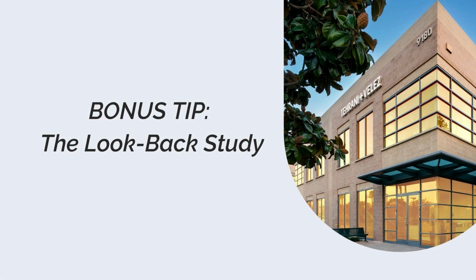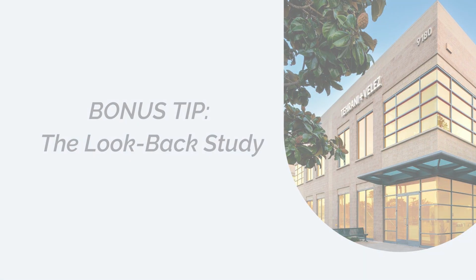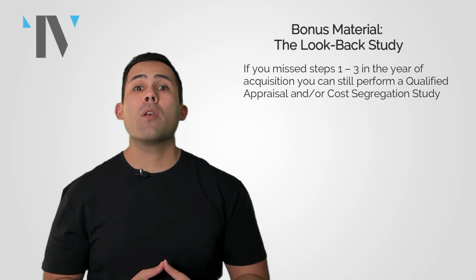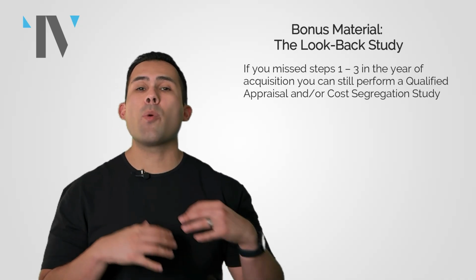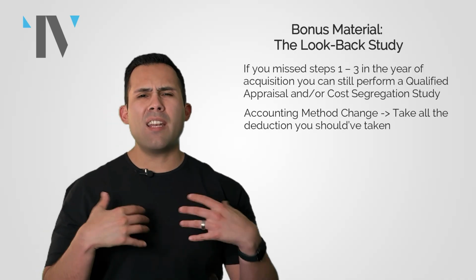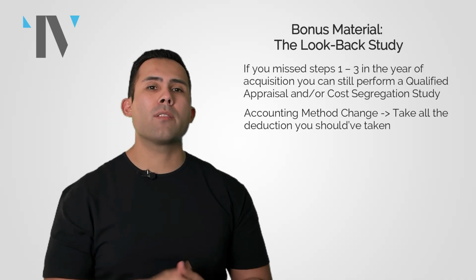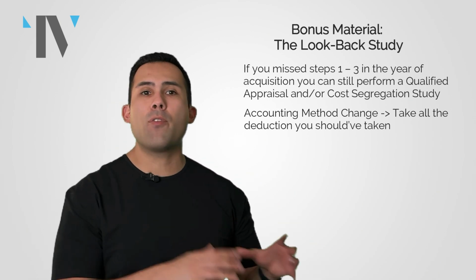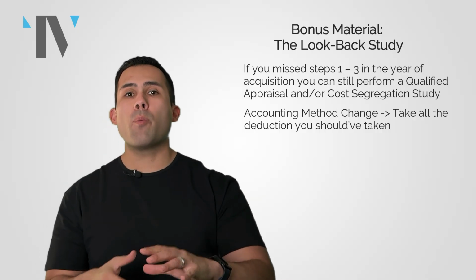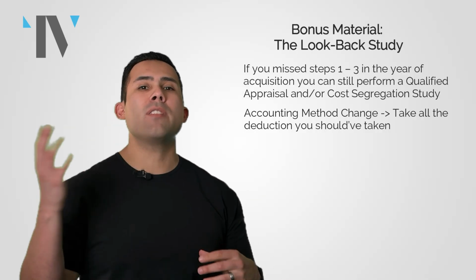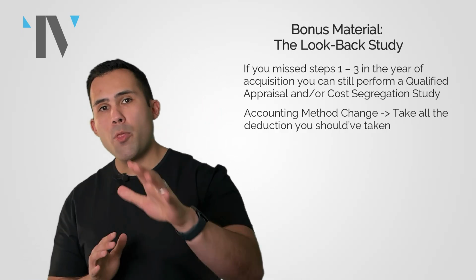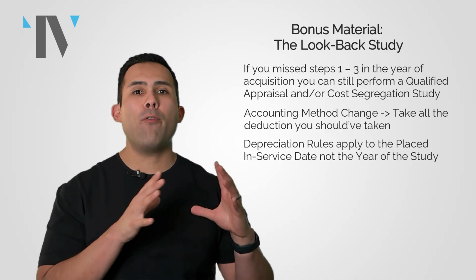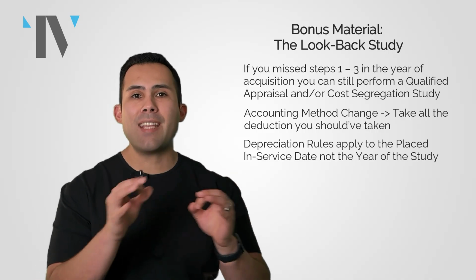Bonus tip, the look back study. What if you missed steps 1 through 3 when you first bought the property? You can still recover those deductions through a look back cost segregation study and an accounting method change. Here's how it works. Number 1, get a qualified appraisal to retroactively assign land versus building value. Number 2, perform a cost segregation study even years after the purchase. Number 3, elect bonus depreciation where eligible. And then number 4, file Form 3115 to report a change in accounting method.